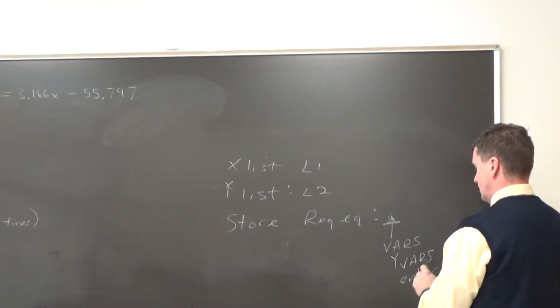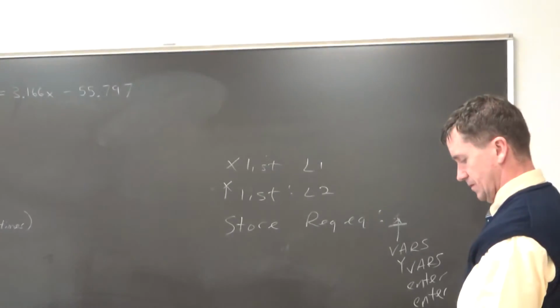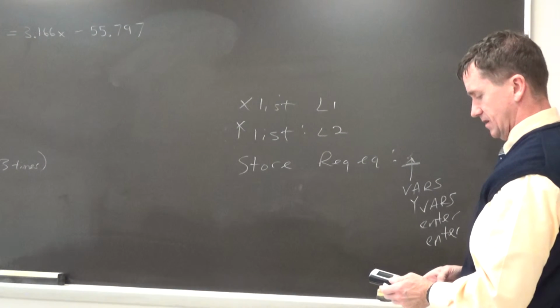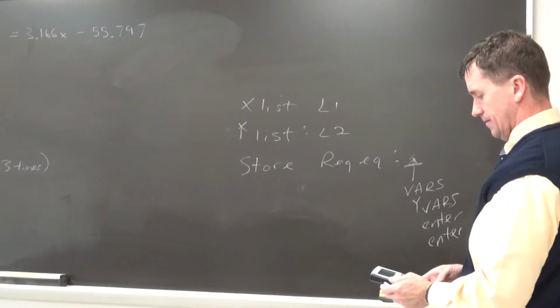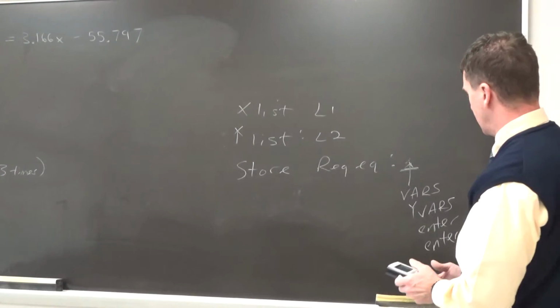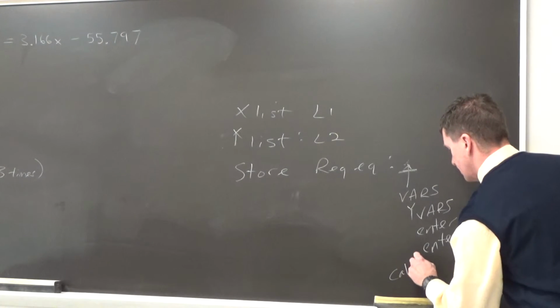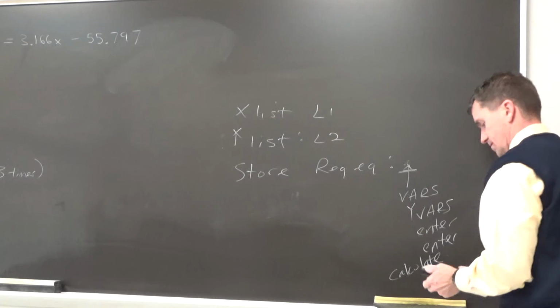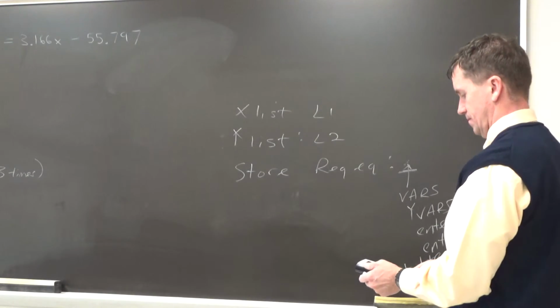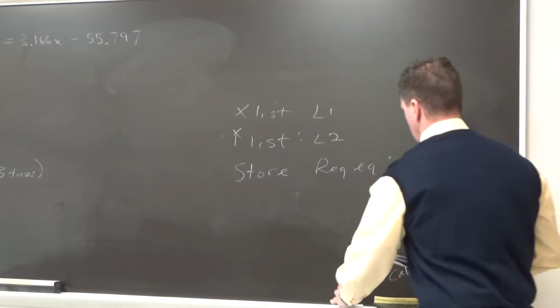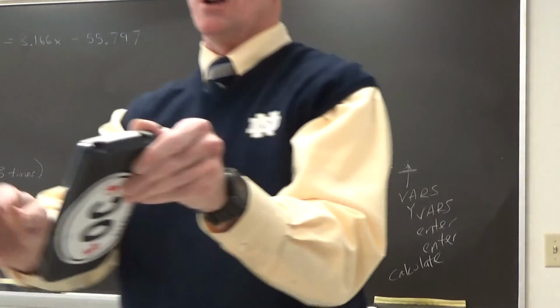enter, enter. I'm going to do it again right here. Vars, Y Vars, enter, enter. And then you can hit enter twice, and then you can go to calculate if you want. You just want to make sure when you hit enter twice that Y1 pops up in there.